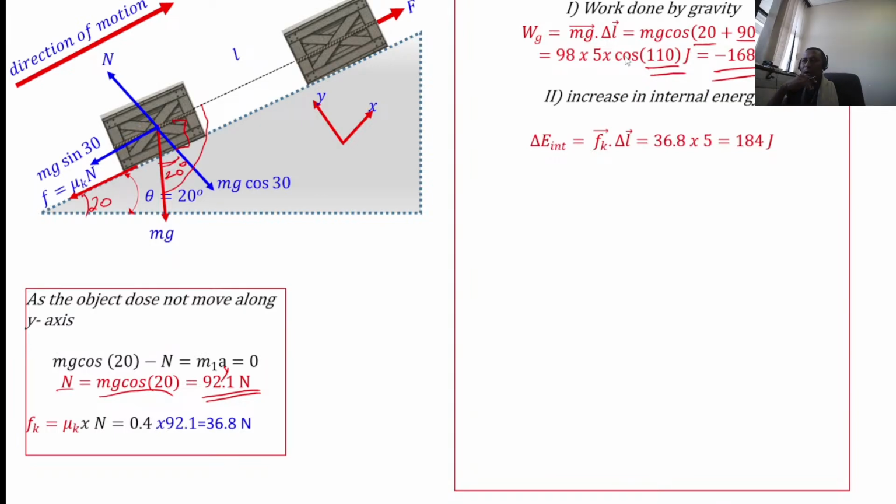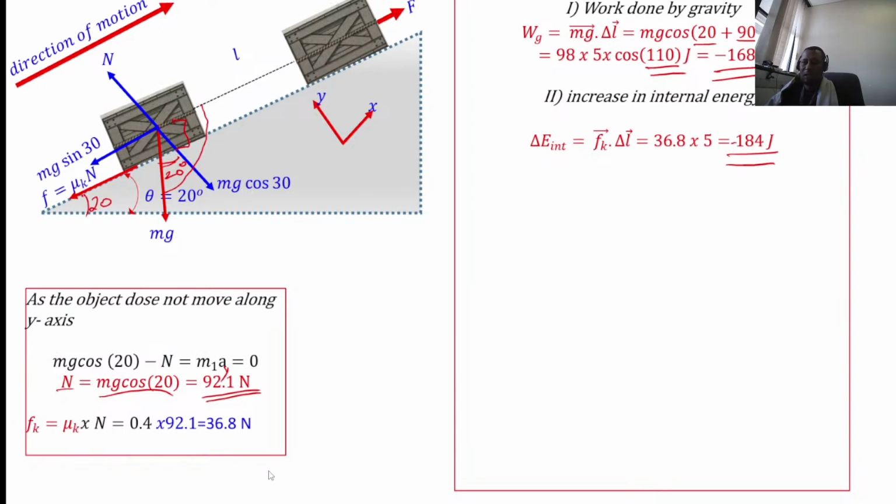Second was to find what is the increase in internal energy because of that friction. You see, I've done my job though. I know the frictional force, it's down. I know the displacement, it's up. The angle between them is actually 180 degrees. Therefore, cosine of 180 degrees is -1. I could put this one negative in principle because always the frictional force is negative. I better say negative this much.